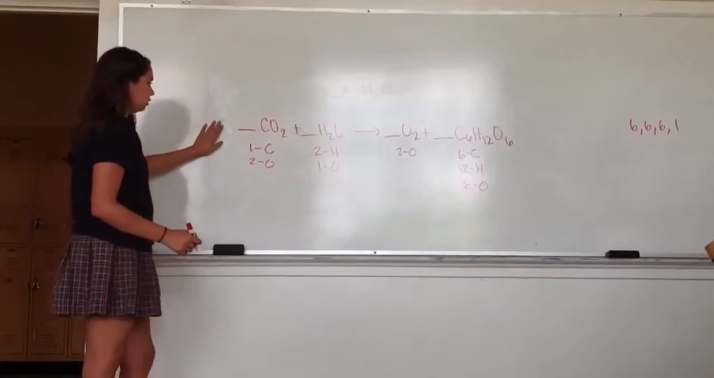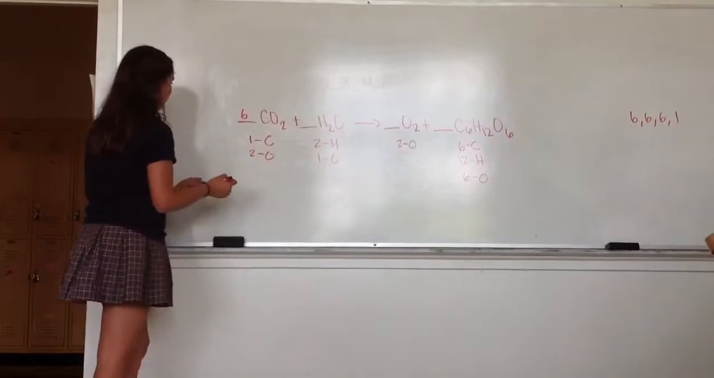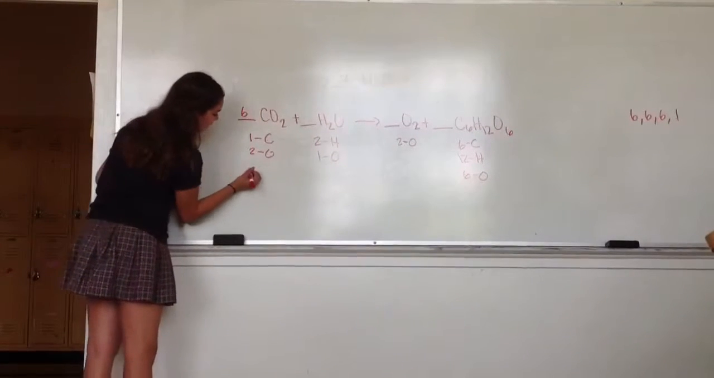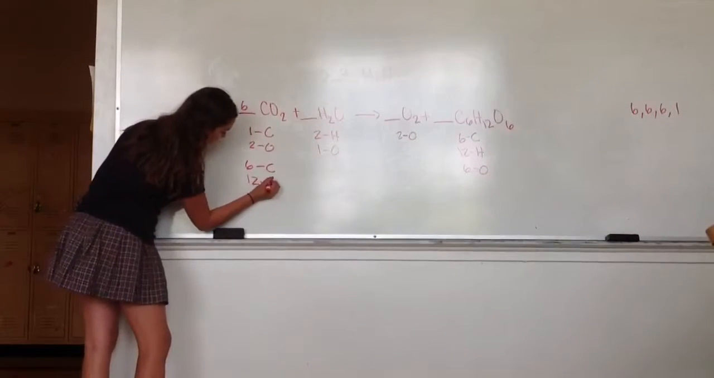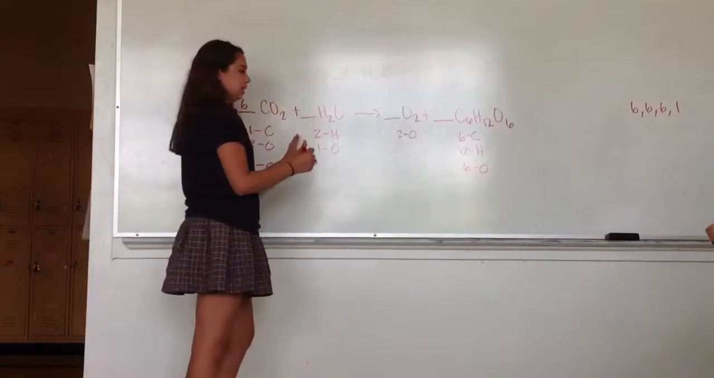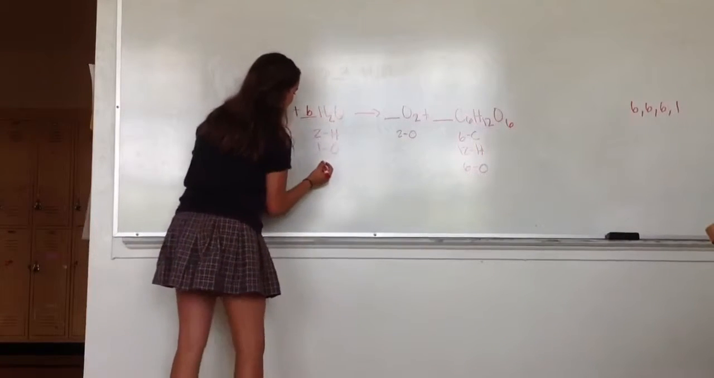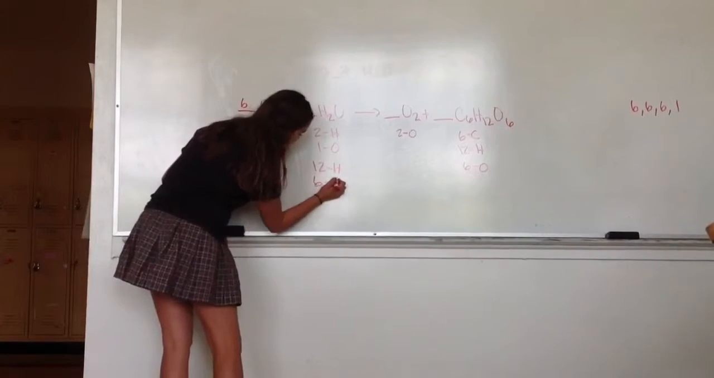I'm going to put the coefficient of 6 here. When I multiply the 6 to these, I end up with 6 C's and 12 O's. So I'm going to insert another 6 here. So I now have 12 H's and 6 O's.